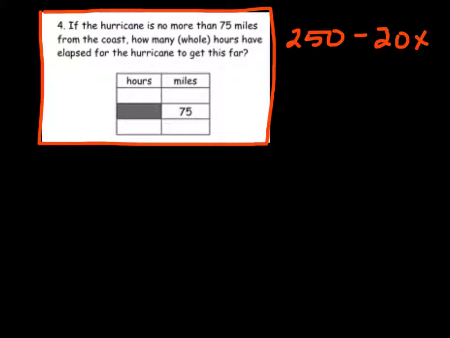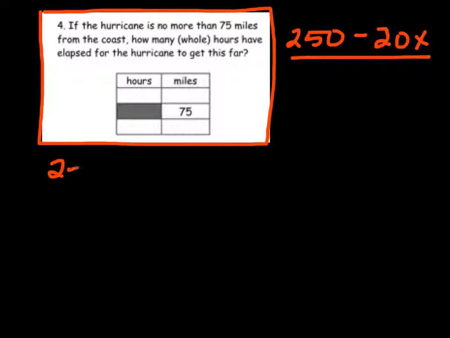All right, number 4 asks us to find, if the hurricane is no more than 75 miles from the coast, how many whole hours have elapsed for the hurricane to get this far? So what we're going to say again this time, instead of giving us the hours, it's given us the miles. Remember, this is our expression that we're using. So x is the number of hours that have elapsed. The answer I get out of that is the number of miles that it is away. So we're going to set this up to equal 75.